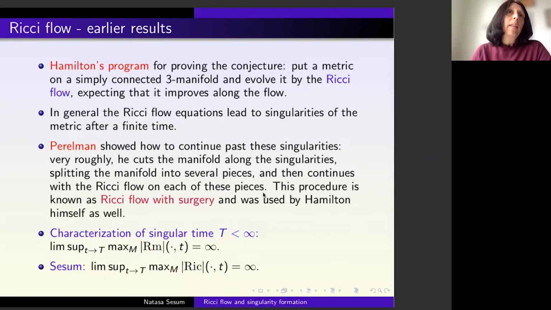And then what you expect is that the Ricci flow improves the properties of that initial metric along the flow, like what we saw in the case when you assume that the manifold admits a metric of positive Ricci curvature, then we saw that the flow actually converges to a metric of constant sectional curvature, right? So you expect that the Ricci flow, because it's a nice parabolic equation, improves the properties of the metric along the flow, and that you will be able to say something about the topology of your initial manifold. So that was the main idea.